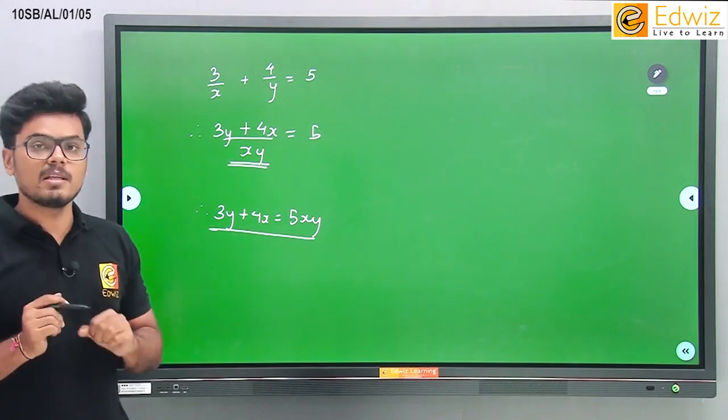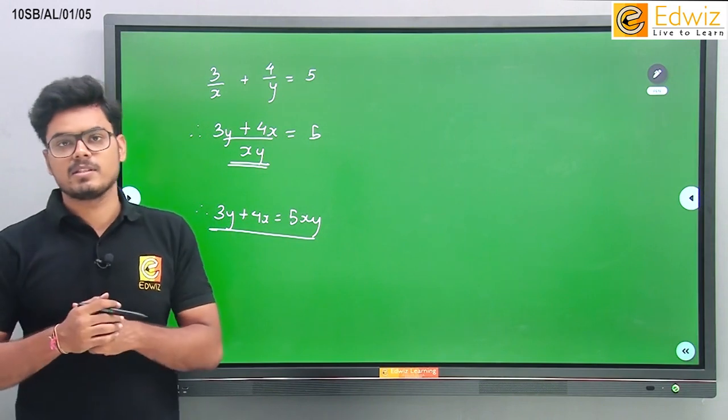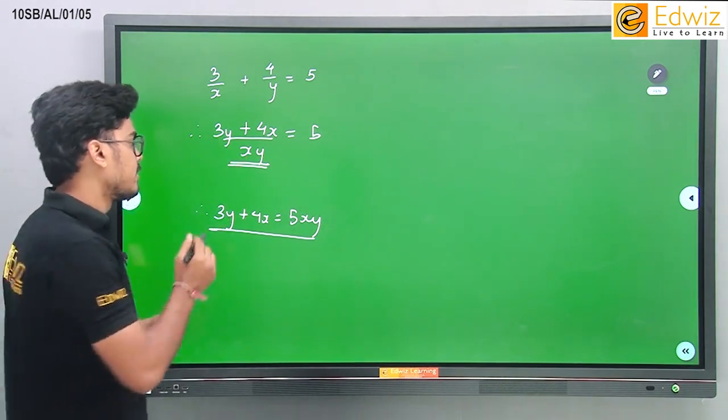So this is a non-linear equation, but still we can convert it into a linear equation and solve it to find out the value of x and y. कैसे? Let us see.